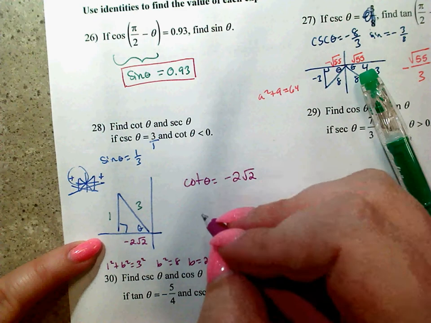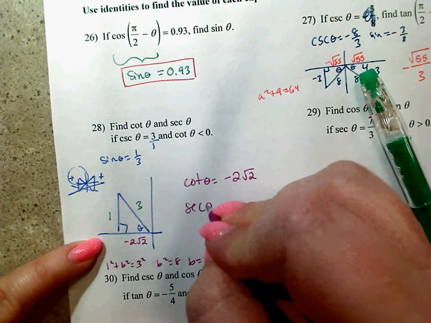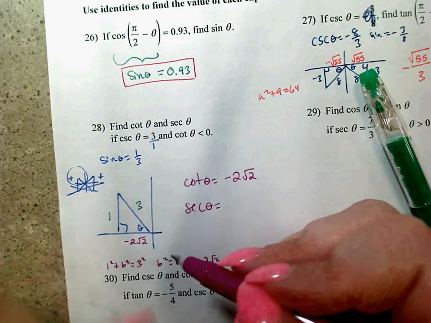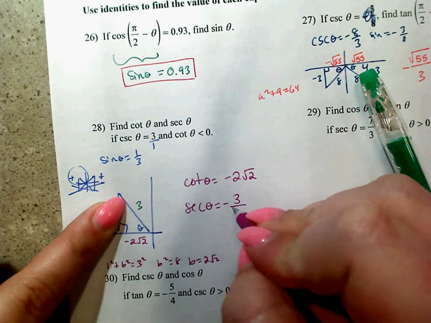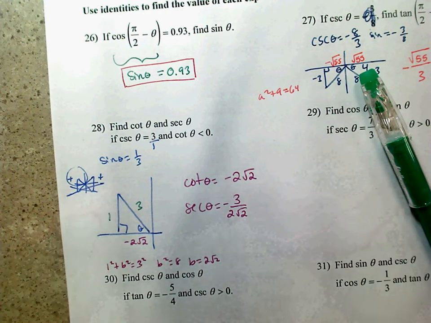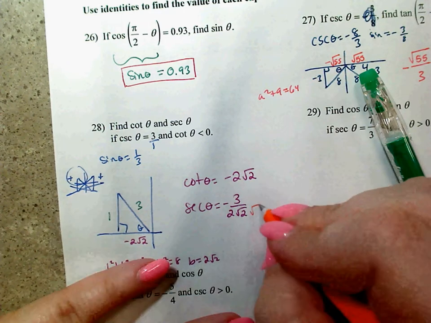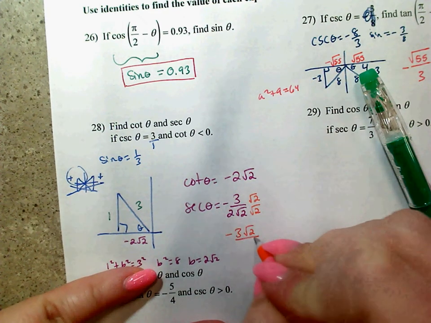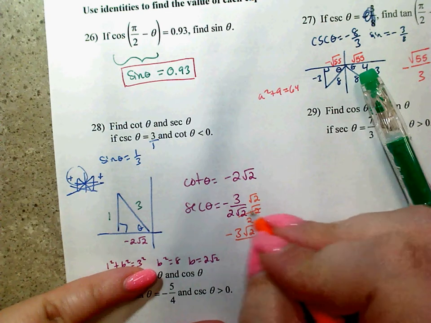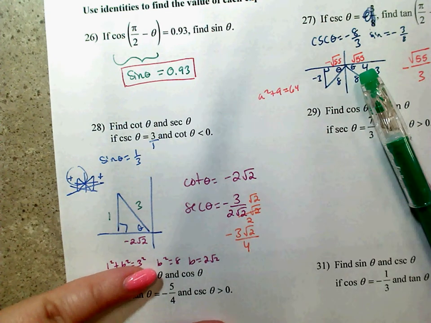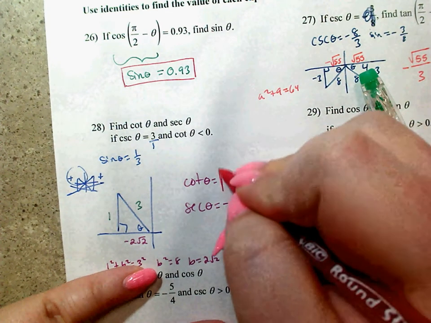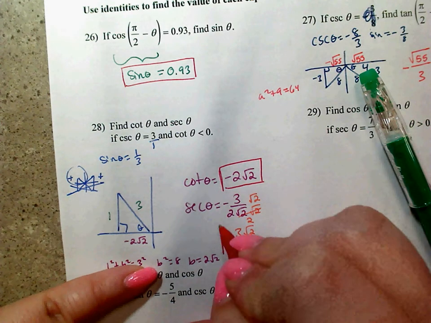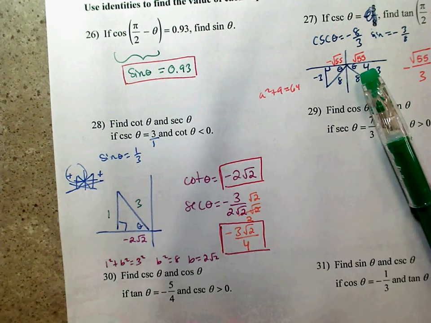And then also find secant of theta. Secant is the reciprocal of cosine. So if cosine is adjacent over hypotenuse, then secant is hypotenuse over adjacent, which I want us to rationalize. So I'm going to multiply top and bottom by the square root of 2. And I'm left with negative 3 square roots of 2 over, this is it, that doesn't cancel out, it just becomes a 2. So over 4. So the cotangent is negative 2 square roots of 2. And secant is negative 3 square roots of 2 divided by 4.